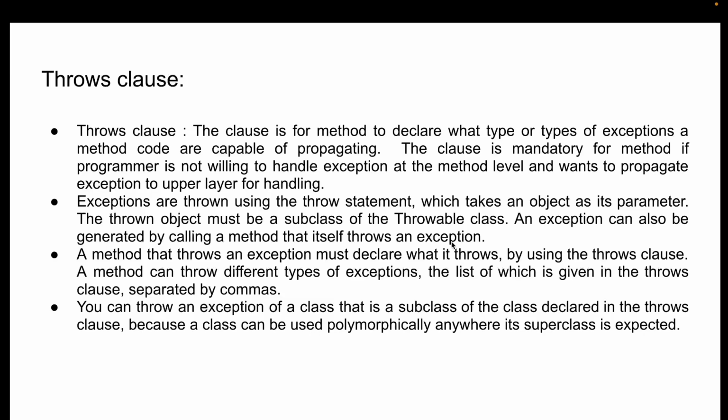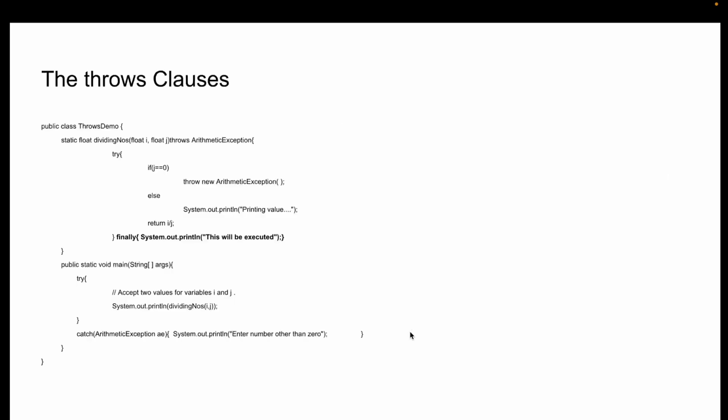I will show you what is the difference in both of them in the demo. A method that throws an exception must declare what it throws by using the throws clause. A method can throw different types of exceptions, the list of which is given in the throws clause separated by commas. You can throw an exception of a class that is a subclass of the class declared in the throws clause, because a subclass can be used polymorphically anywhere its superclass is expected. See this exception now.